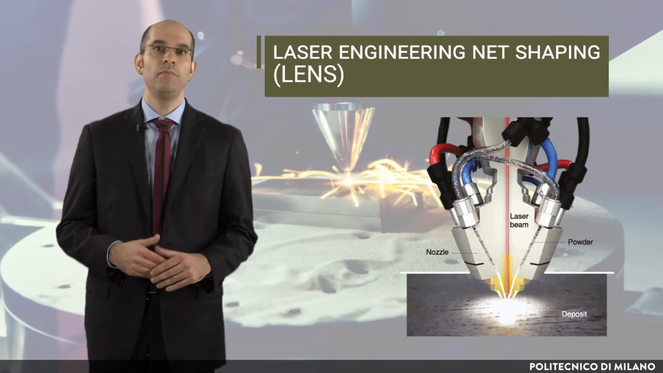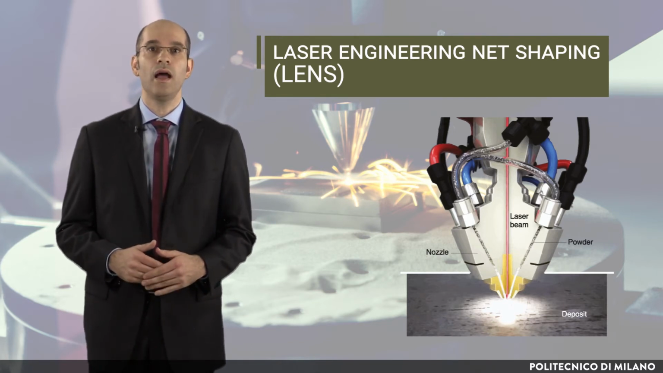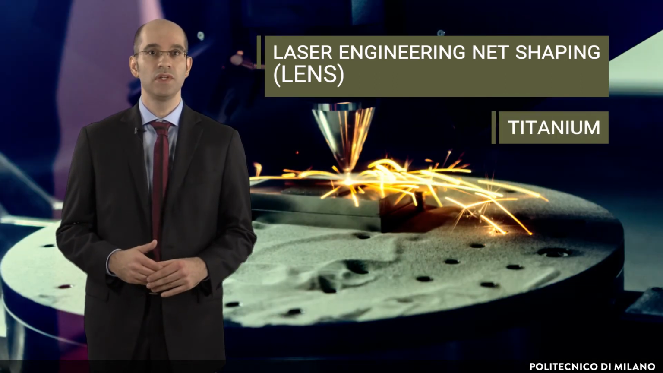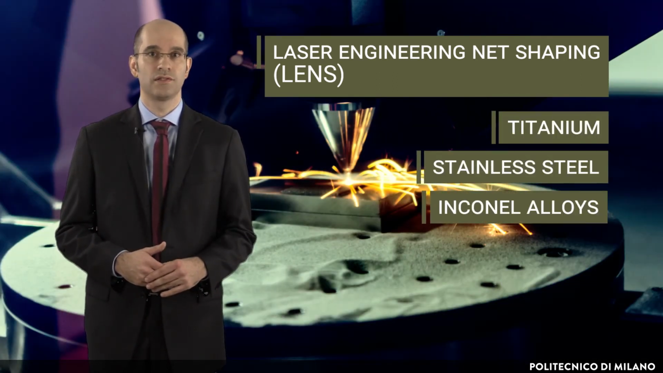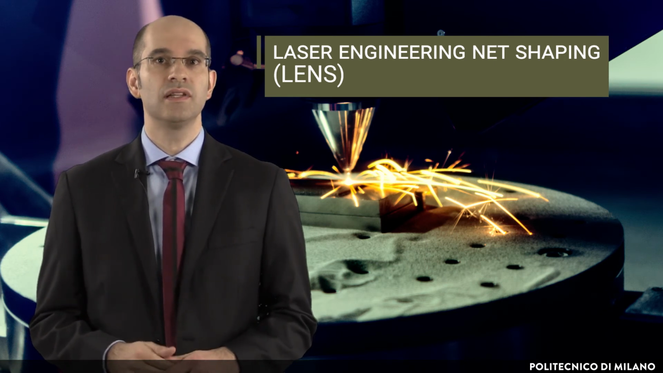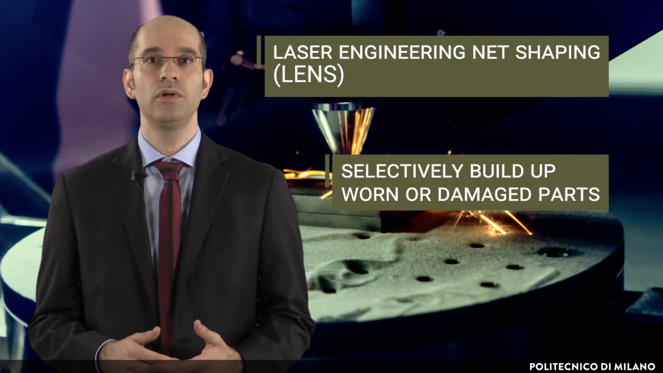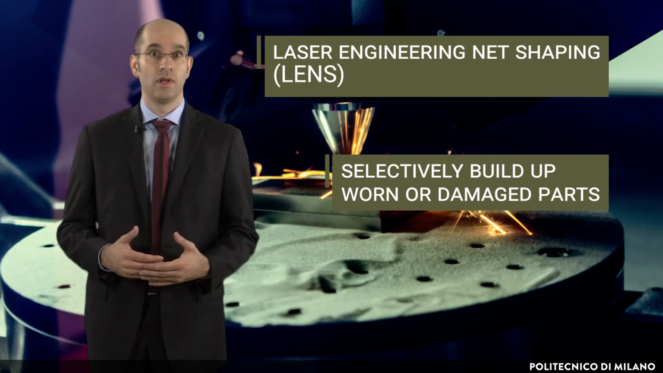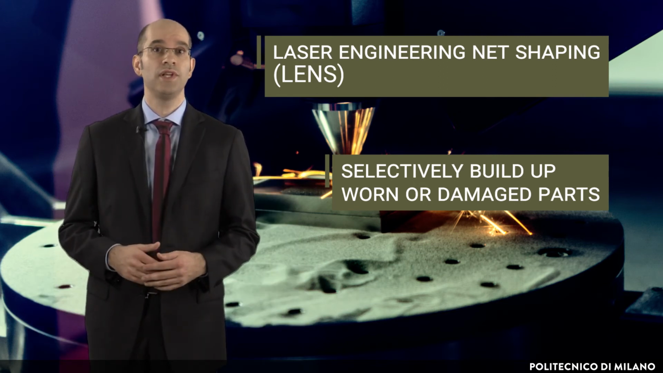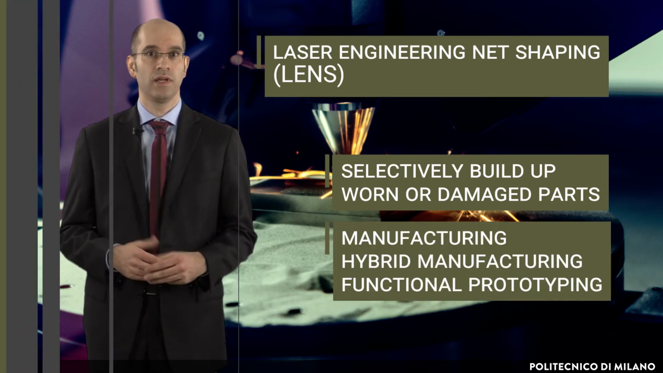With the use of a high-power laser, process controls and complete environmental control, the LENS process supports many high-performance metals, including titanium, stainless steel, and Inconel alloys, with the quality required for critical applications. Thanks to its multi-axis fabricating capabilities, LENS is also used to selectively build up worn or damaged parts in an additive process. Additionally, the process can be used for hybrid manufacturing as well as functional prototyping.